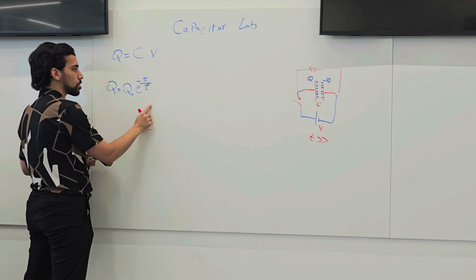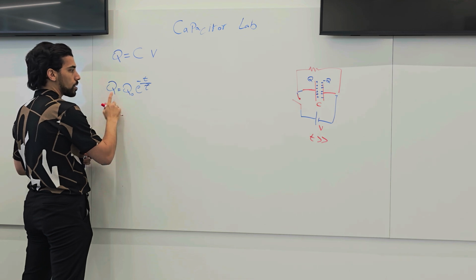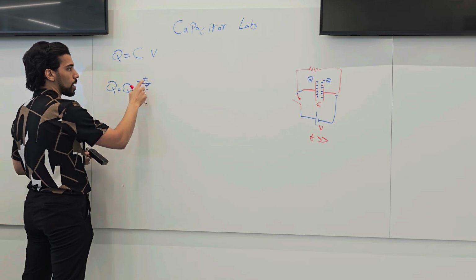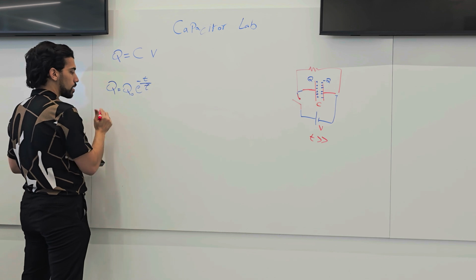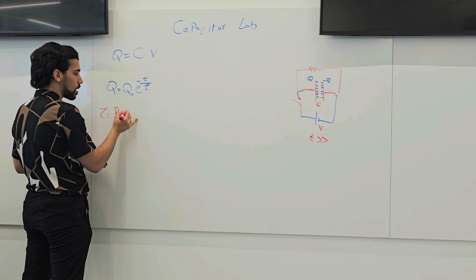For example, for discharging, the amount of charge inside the capacitor is equal to the initial amount of charge times the exponential e to the power of minus time over tau. And tau itself is equal to R, the resistance of the circuit, multiplied by the capacitance itself.